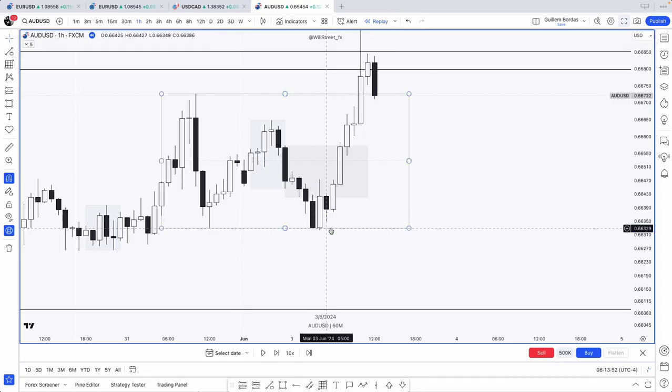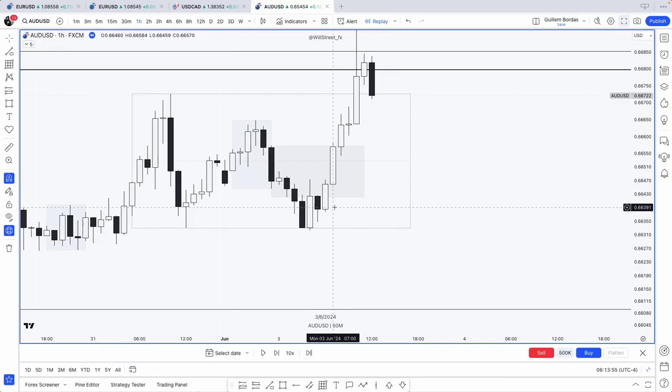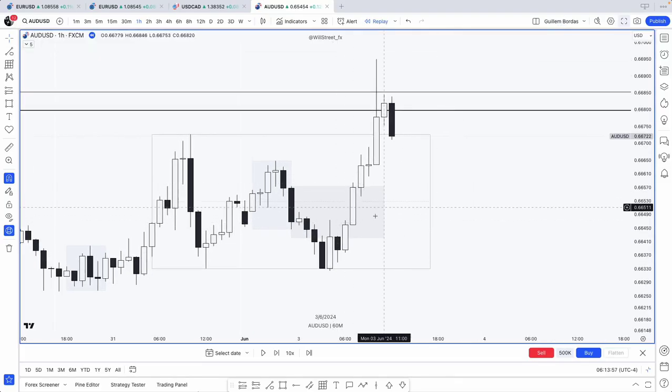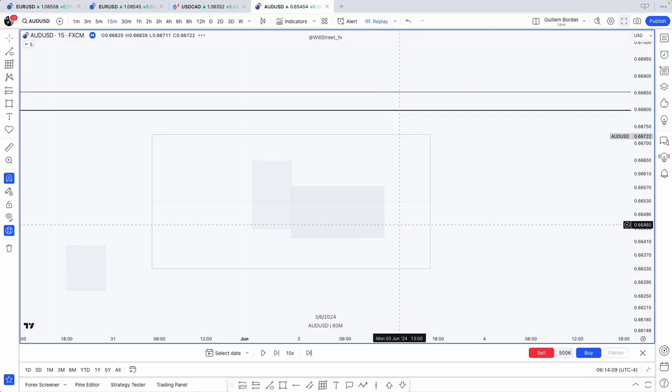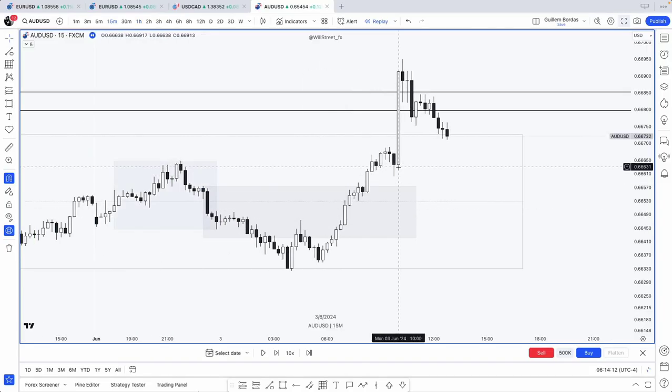So, which is our entry? The New York setup starts from the 5 AM candle here, but this is not New York yet. New York starts at 7 AM. What happened this day? We had news at 10 AM. Look at this.